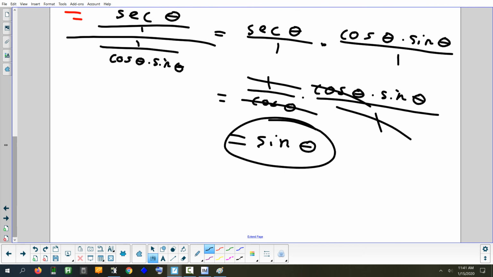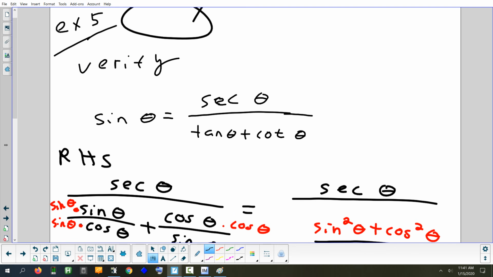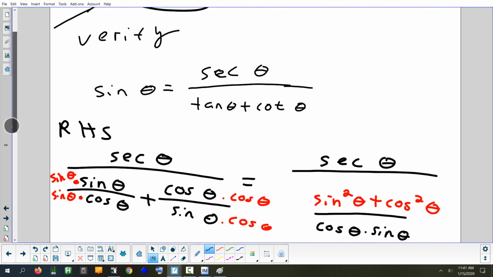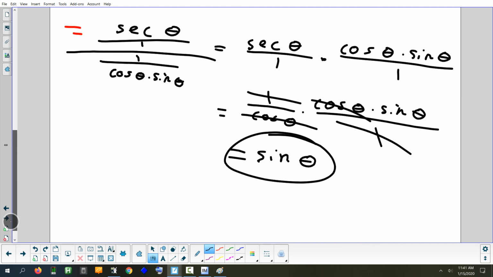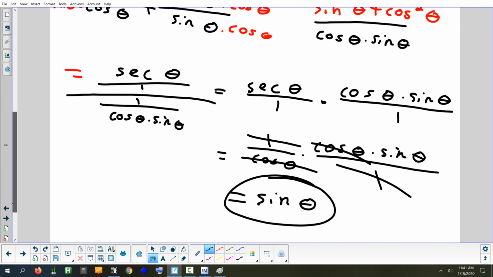Now, we know we're right because we go back up and they said verify that what's on the right equals what's on the left. We just got sine, and that's exactly what we were supposed to get. That's how we know we did it right. So if we were supposed to get sine, we got sine, we're good. Okay. Questions on that?